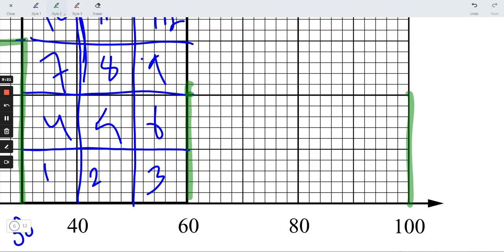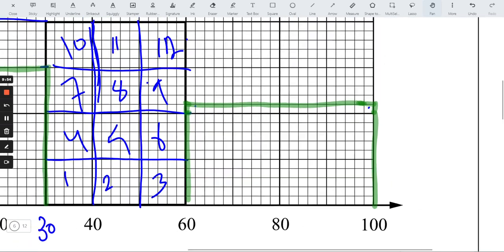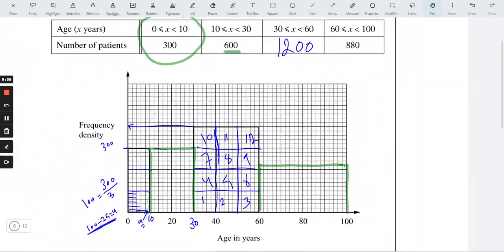As I said before, each small square is 4. So here we have 1, 2, 3, 4, 5, 6, 7, 8, 9, 10, 11, 12, 13, 14, 15, 16, 17, 18, 19, 20. 20 times 4 is 80. So I should include also these squares because each small square represents 4 and I have 20. So I will get 80. 8. So now it's 880 patients.